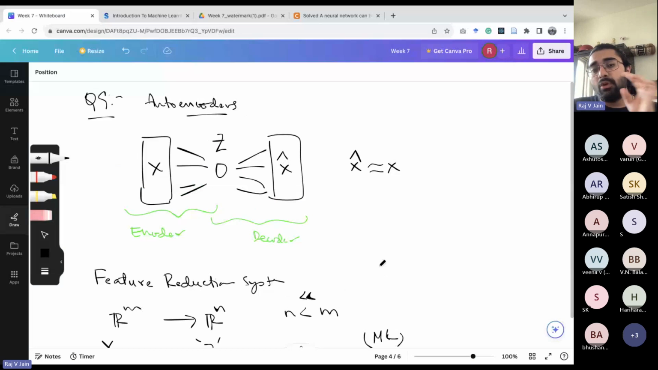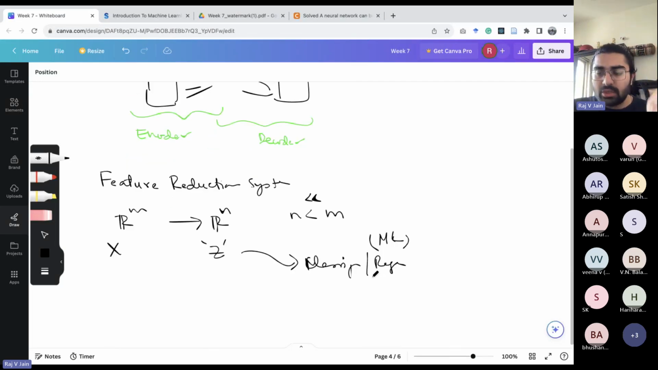In PCA also, the idea is that once you reduce the dimensionality, once you make fewer dimensions, you want to use it for some other task, for example classification or regression, whatever the downstream task is.